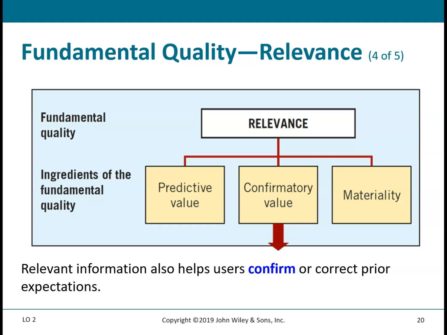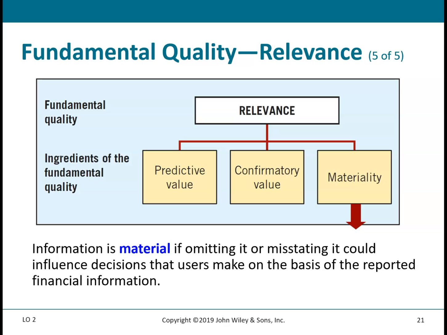All right, lastly, let's look at materiality. Information is material if omitting it or misstating it could influence decisions that users make on the basis of the reported financial information. Assessing materiality is one of the more challenging aspects of accounting because it requires evaluating both the relative size and the importance of an item. Companies and their auditors generally adopt the rule of thumb that anything under 5% of net income is immaterial. However, much can depend on specific rules. Companies must consider both quantitative and qualitative factors in determining whether the amount is material.